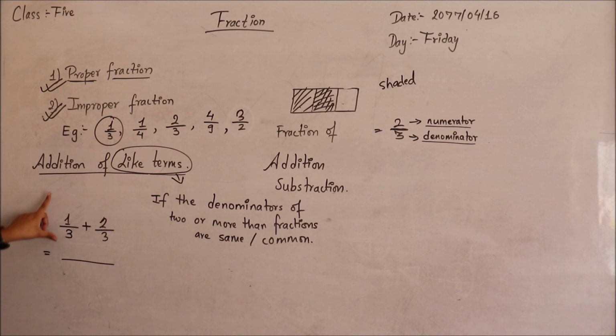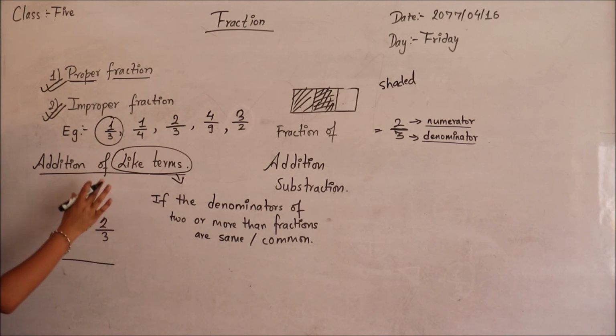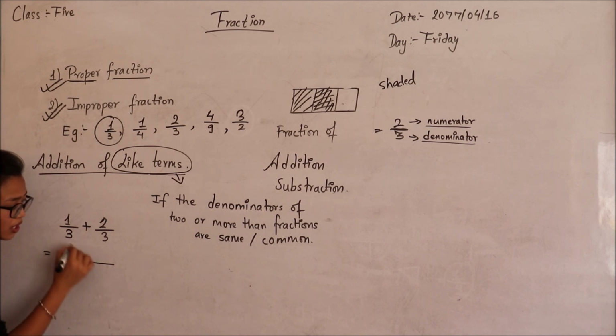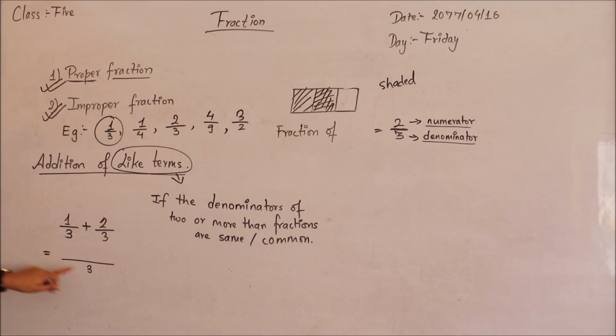How would we add these two fractions? There is a benefit of like terms. Let me tell you what. If the denominators are common, or the same, then we can just directly write here 3. Why have we written 3 here? I will tell you later.